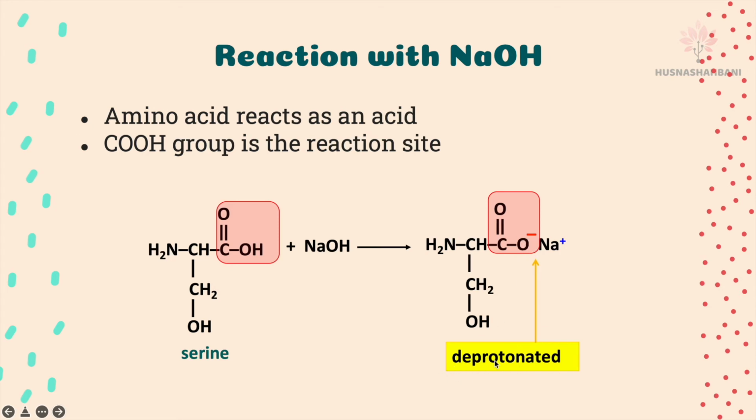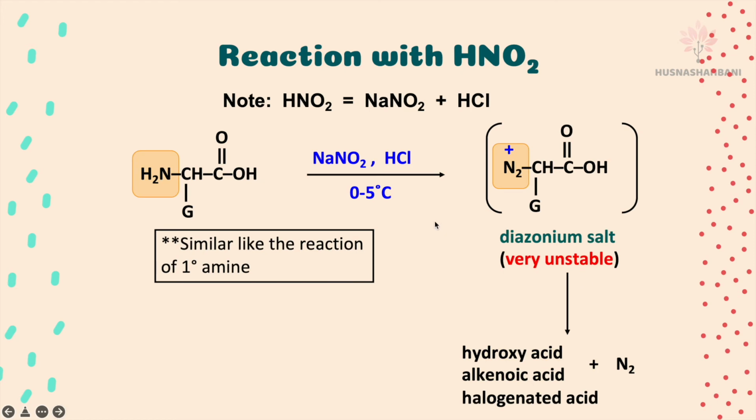Deprotonated means remove the hydrogen. So the product will be COO minus and A plus. Next, reaction with nitrous acid. We've learned previously in the amine chapter that in an amino acid there is an amine part here. If you look at this amine part, this is a primary amine. So when you react it with nitrous acid, the reaction is similar to a primary amine.